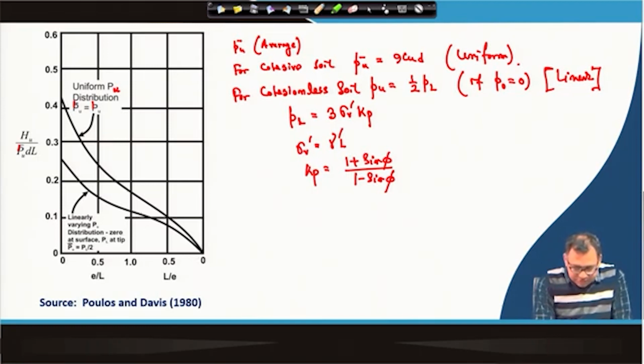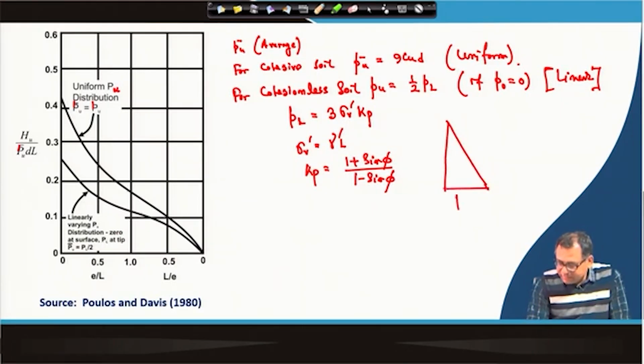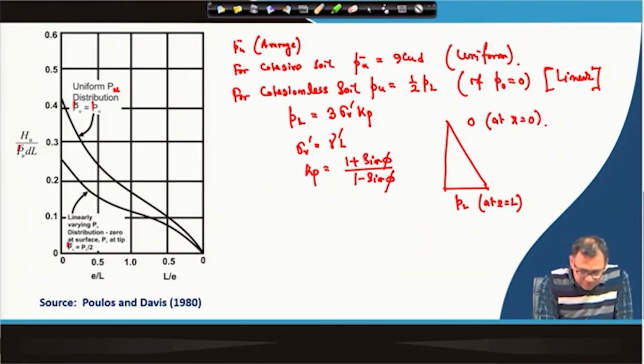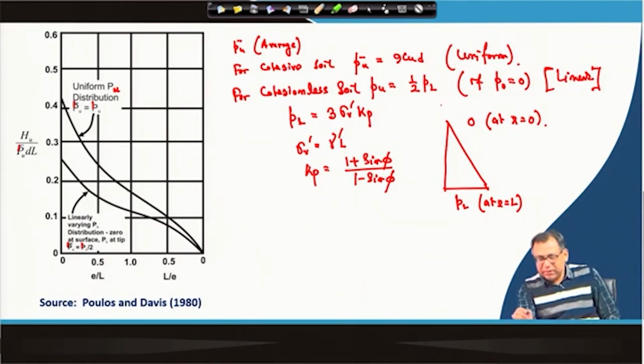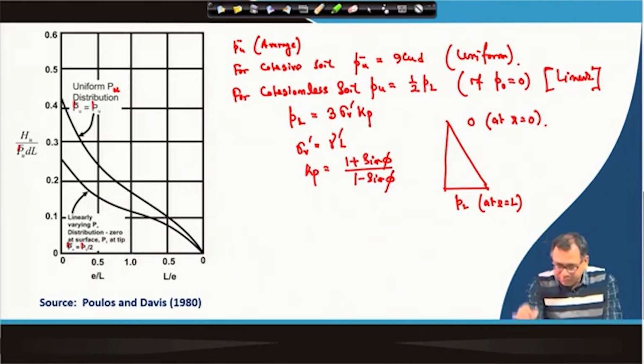The distribution is 0 at the surface and 2 at the tip. So, that means the distribution is something like this. This is PL at z equal to L and this is 0 at z equal to 0. So, this is the distribution. PU bar will be half PL, that is half into PL.